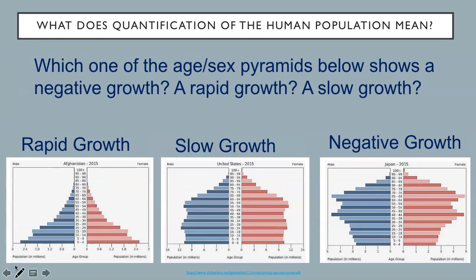How did you do? Relative to the rest of the population, there are a lot of very young children in this population, indicating a population in rapid growth. This population had rapid growth years ago when the people who are now 60 and older were born, but now there is slow growth. And finally, this population has fewer children than adults, indicating that this population shows negative growth.